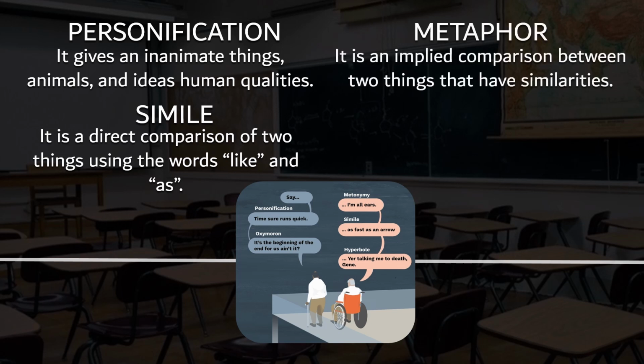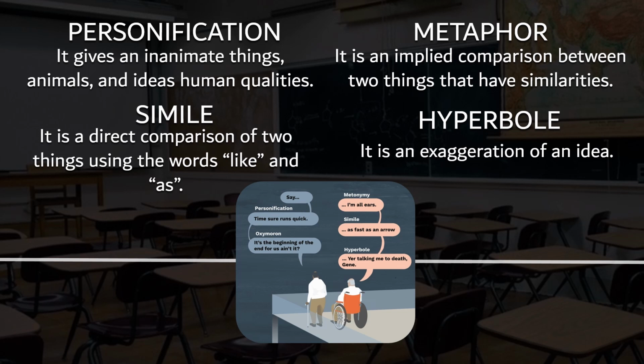Meanwhile, metaphor is an implied comparison between 2 things that have similarities. For instance, your eyes are stars. Hyperbole is an exaggeration of an idea. For example, I run faster than the wind.